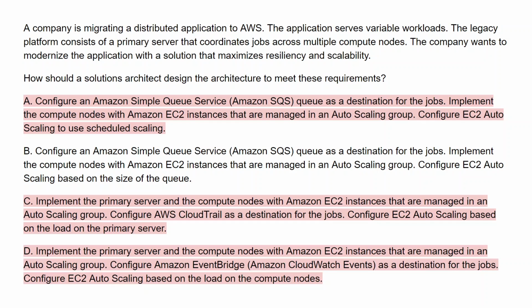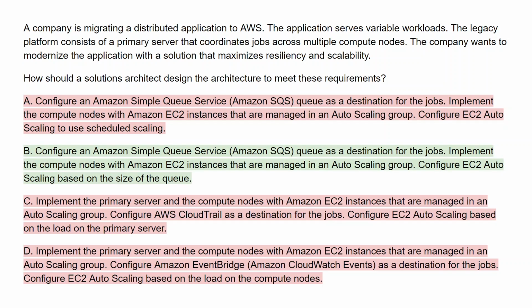D. Implement the primary server in the compute nodes with Amazon EC2 instances that are managed in an auto-scaling group. Configure Amazon EventBridge as a destination for the jobs. Configure EC2 auto-scaling based on the load on the compute nodes. Although this question might be able to work, Amazon EventBridge is an ESB, which might be too complicated for the question. It is preferable to use an easier solution, which will be shown in B.